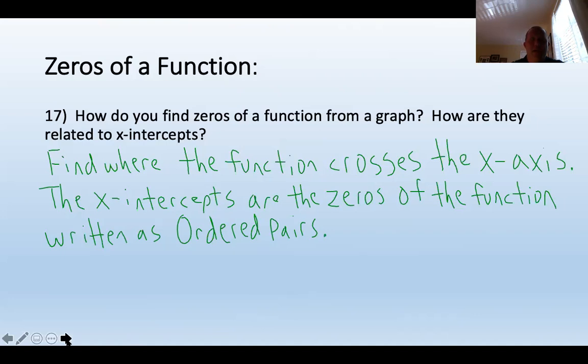And then how are they related to the x-intercepts? The x-intercepts are basically the zeros of the function written as ordered pairs, which are in the form of x, 0. So the y-coordinate is 0 for the x-intercept. The zeros just have to be written as x equals the number. So that's the difference between the zeros and the intercepts: x-intercepts are written in ordered pair form, and the zeros are not.